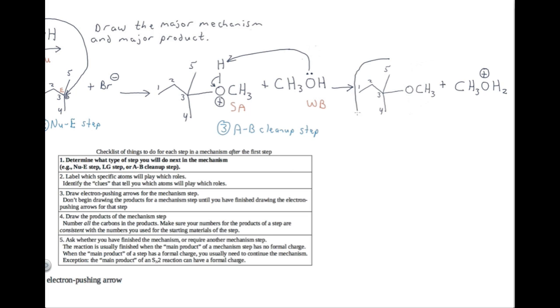Here's our main product. We can't get rid of all the formal charges. We couldn't get rid of this formal charge, and we can't get rid of this formal charge, but I hope it's intuitive that those would not be considered the main product. This is what we would consider the main product, and as a problem-solving technique, we can say that when the main product has no formal charge, there's a good chance that you're done with the mechanism.